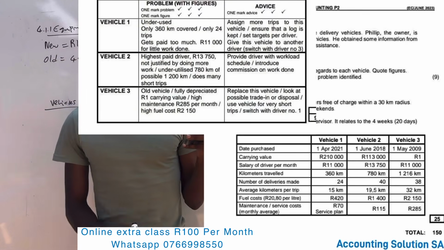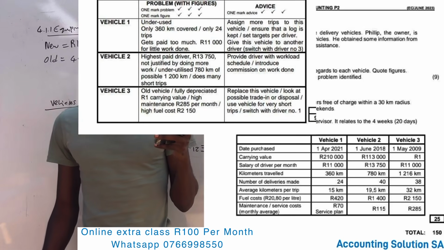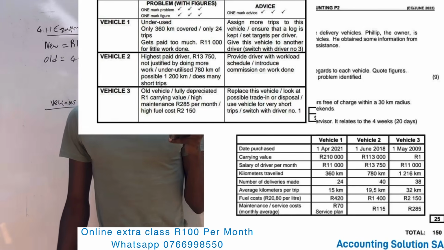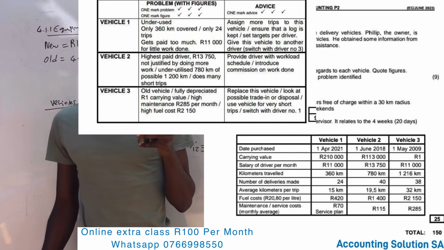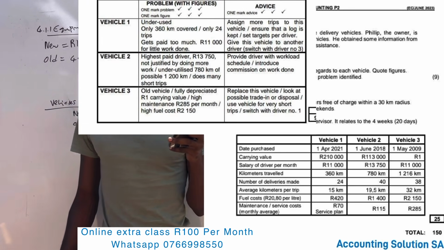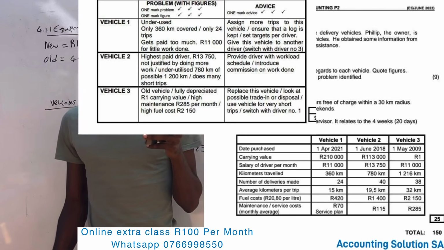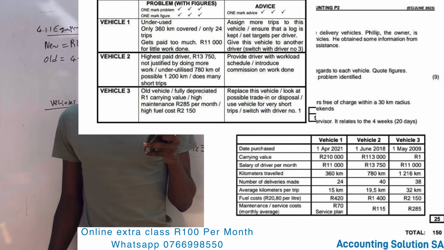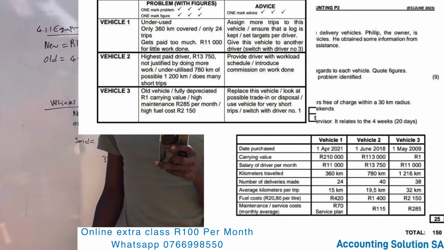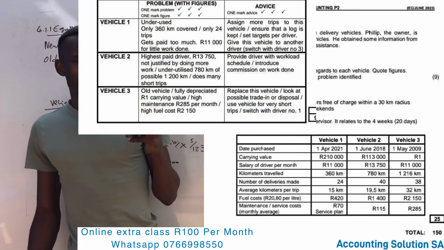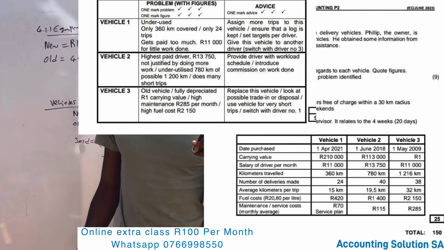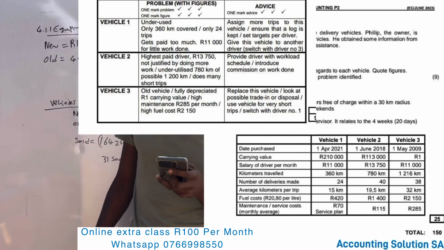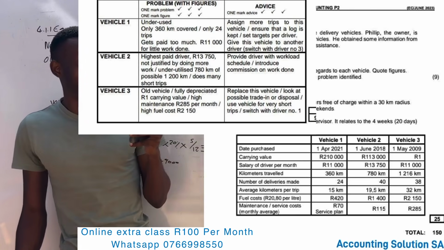We've been given vehicle 1, 2, and 3. Okay, so under vehicle 1, they identify that, as you can see, only 360 kilometers has been covered with only 24 trips, and the driver is getting paid 11,000, which is very high for this little job. Okay, what advice can we give? Assign more trips to this vehicle, or you can swap this driver to vehicle number 3.